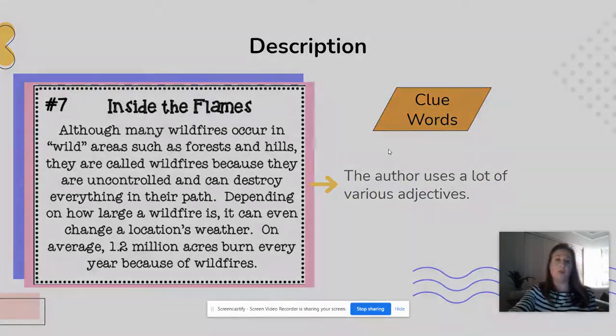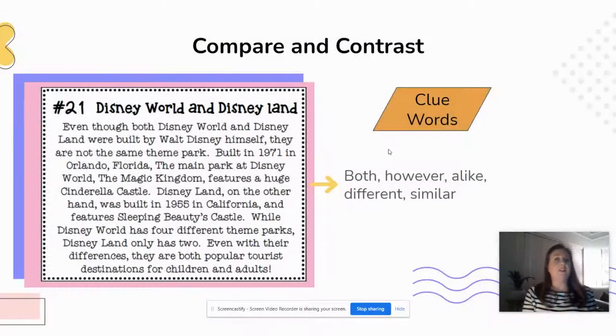Okay, and we have one more to look at. Okay, we have compare and contrast. Okay, how things are like or how they're different. Okay, so we have Disney World and Disneyland. So already looking at this, I can see two different places. So we're probably going to do both comparing and contrasting, or how they're alike and how they're different.